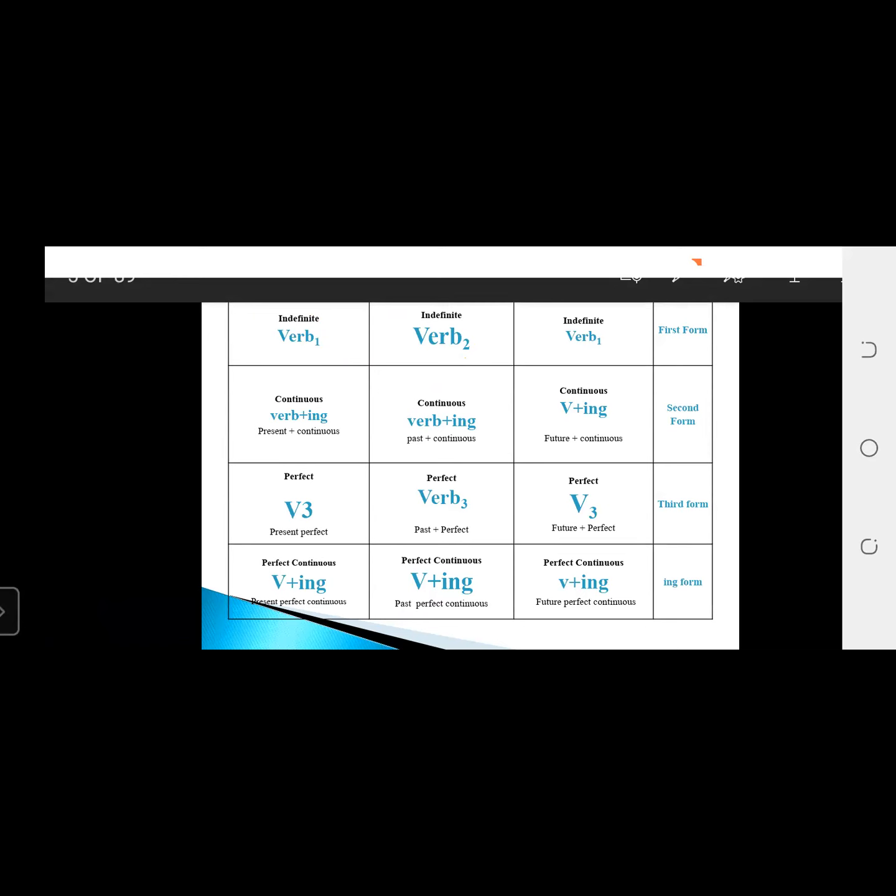If I say I am teaching, here it is present continuous. And if I say I was teaching, here it is past continuous. So the difference has been brought by the help of am and was. Am is a helping verb, was is also a helping verb. So your main verbs can be the same.